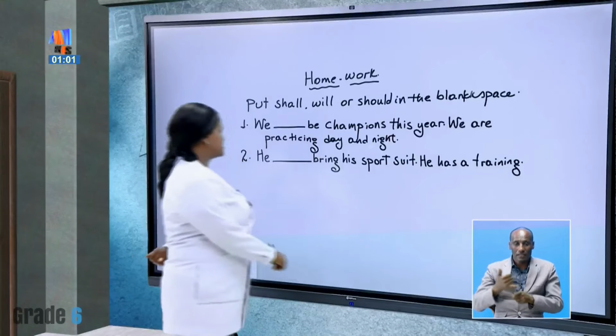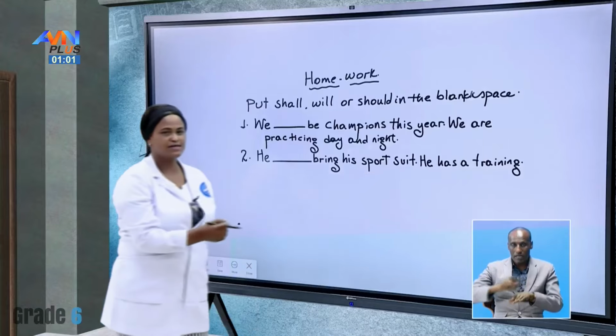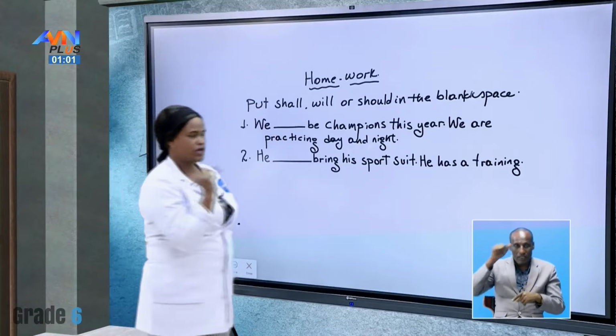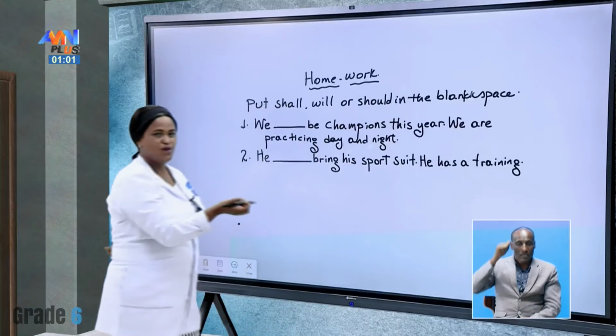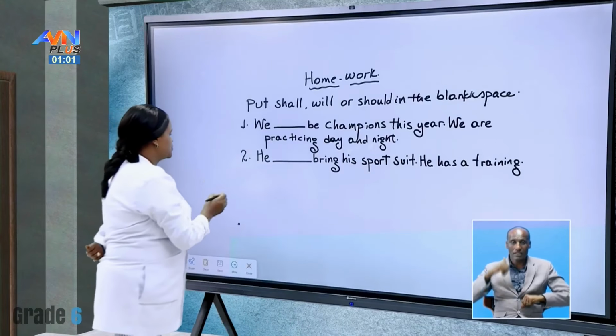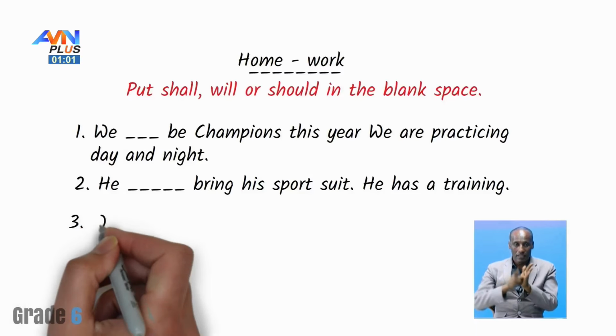The second one. Okay, look at the second one. He blank bring his sports suit. He has a training. Be careful on the second sentence. It says he has a training. What does it imply? Let's go to the third and the last one, okay?